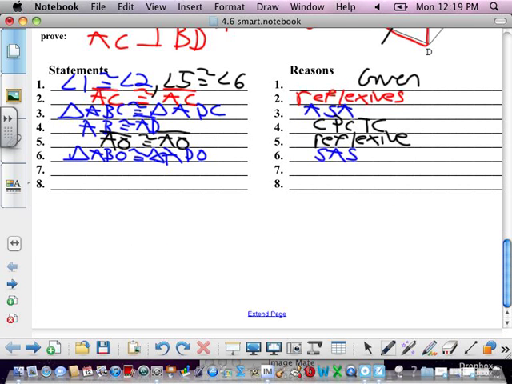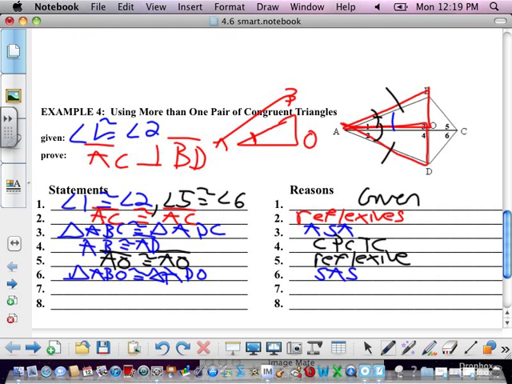I want to prove that these angles are congruent to each other. What do I use to prove angle 3 is congruent to angle 4? Do I know that two triangles are congruent to each other? Yes, we just proved it using side, angle, side. How do I know two angles in those congruent triangles are congruent to each other? CPCTC.